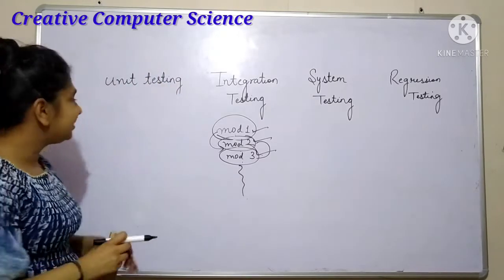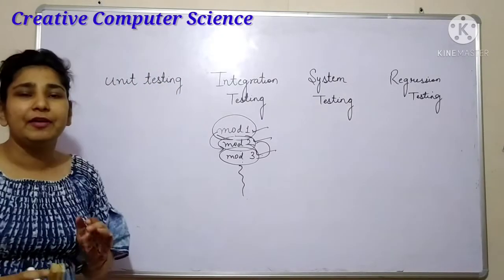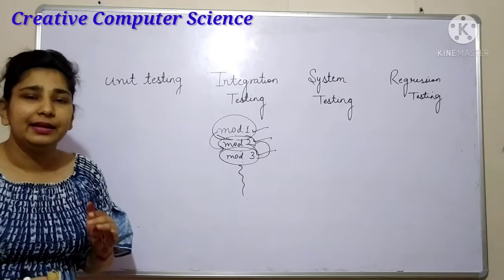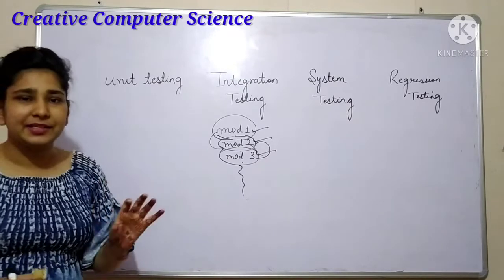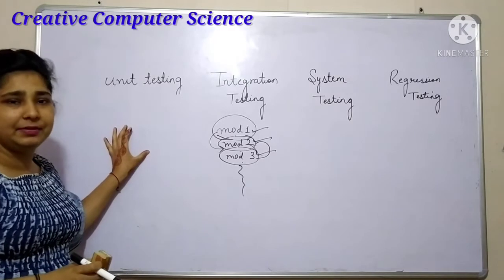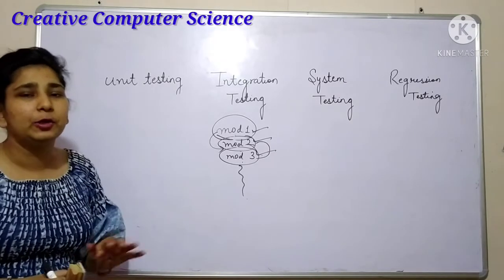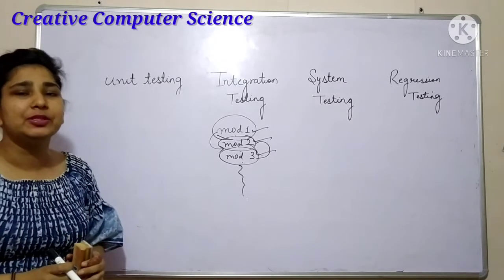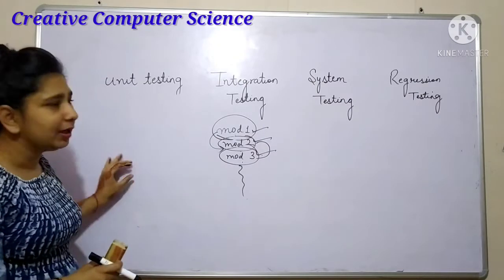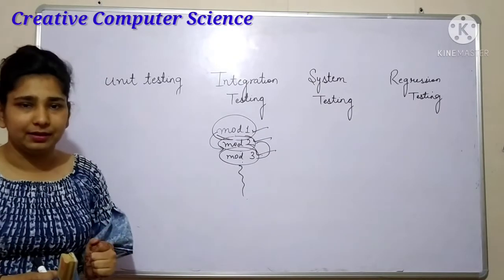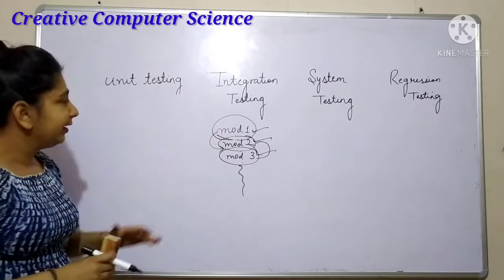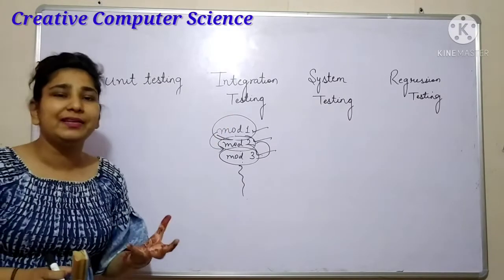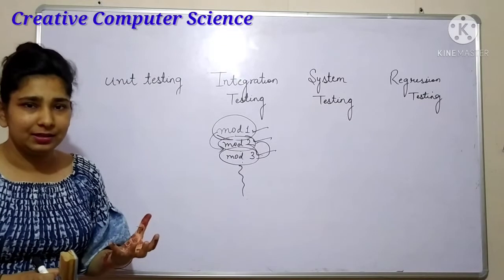In unit testing, we are testing each and every module individually. We are not testing two modules at the same time. At one particular point of time, I am testing only one module in unit testing. But what happens in integration testing? In integration testing, we try to combine modules.